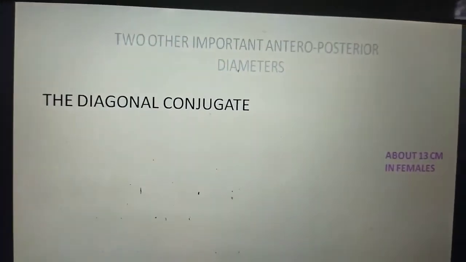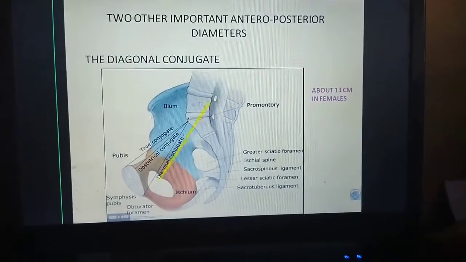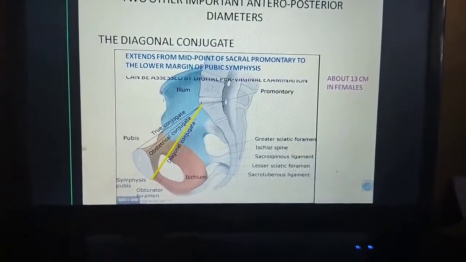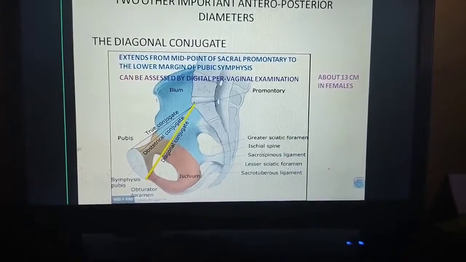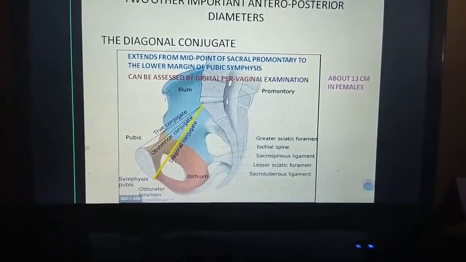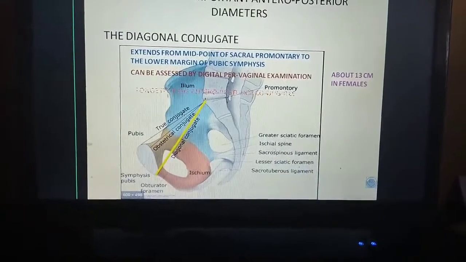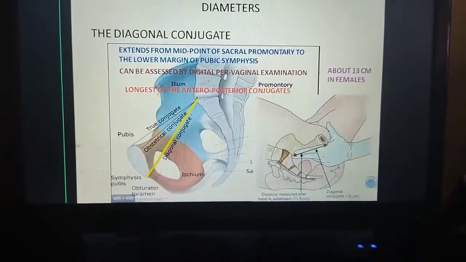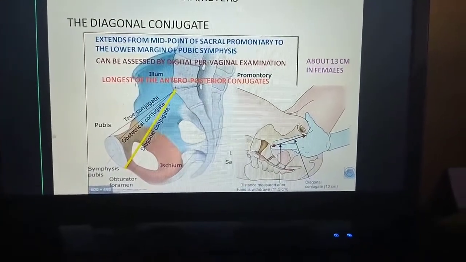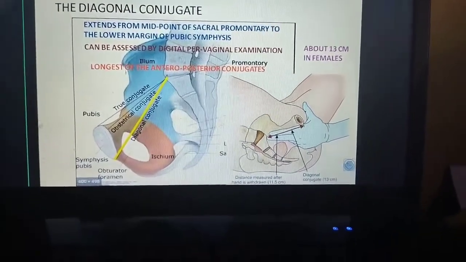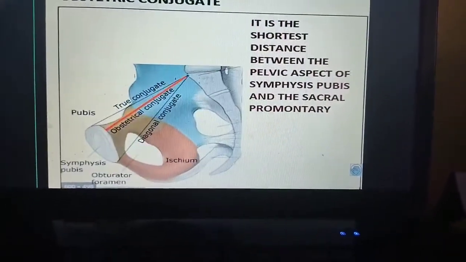Now, what is this diagonal conjugate, which is about 13 centimeters in females? What do you mean by diagonal conjugate? There are two other important anteroposterior diameters, one of them is the diagonal conjugate, and it is about 13 centimeters in females. It is the distance between the lower margin of the symphysis pubis and the sacral promontory, and it is the widest of the anteroposterior conjugates. It's important because it can be assessed clinically by a pervaginal digital examination.